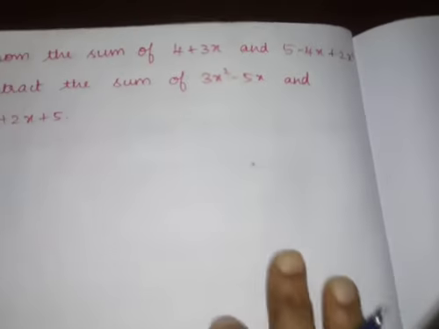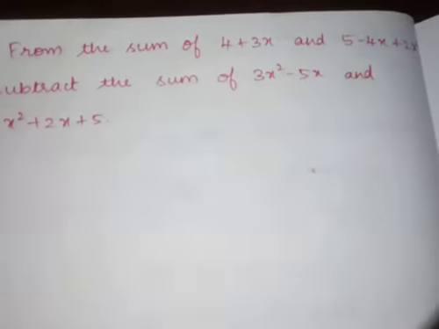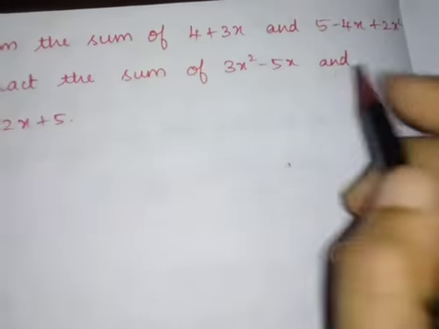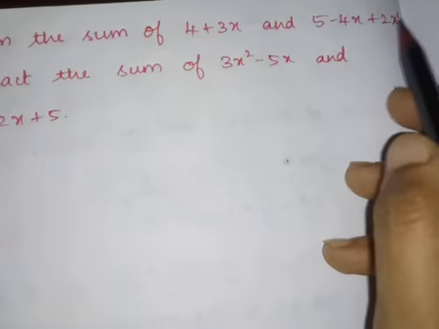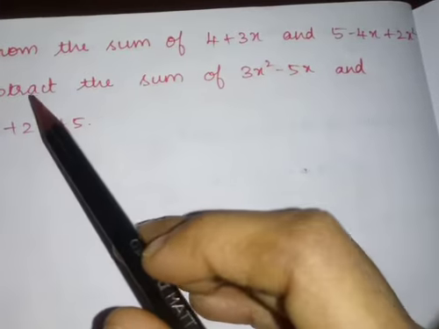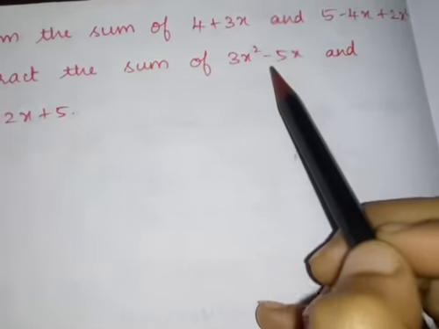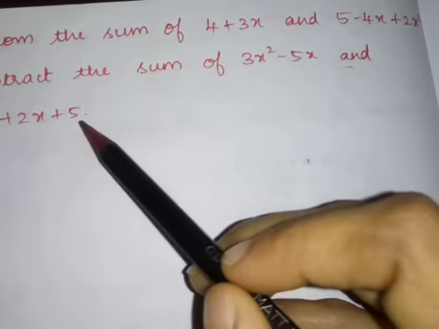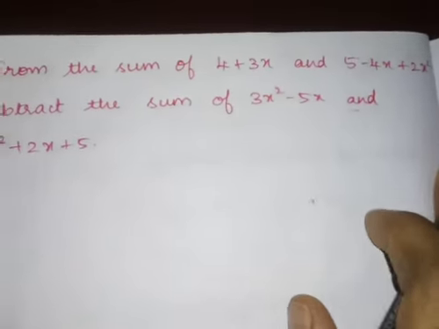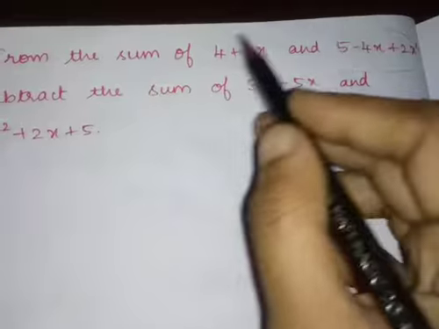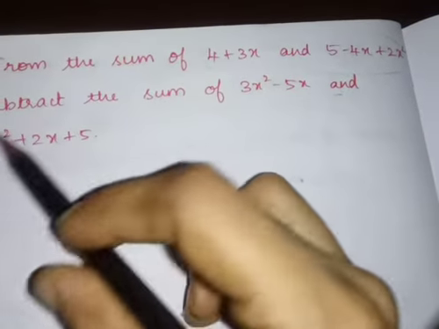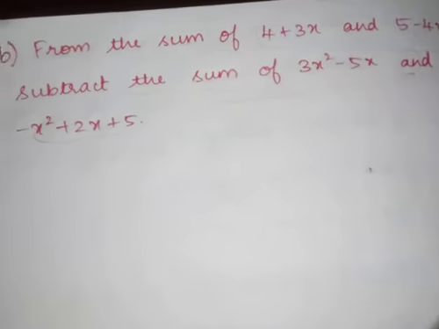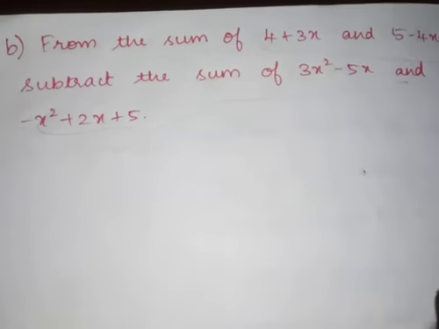In the sixth itself, we have the B problem. From the sum of 4 plus 3x and 5 minus 4x plus 2x square, subtract the sum of 3x square minus 5x and minus x square plus 2x plus 5. So first they are saying from the sum we should add these two values and these two values. Okay, we should add it separately. Then we should subtract from this answer to this answer.